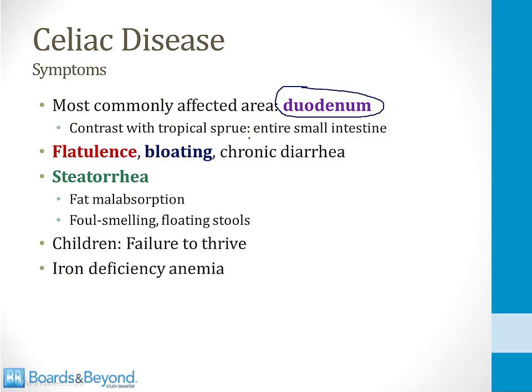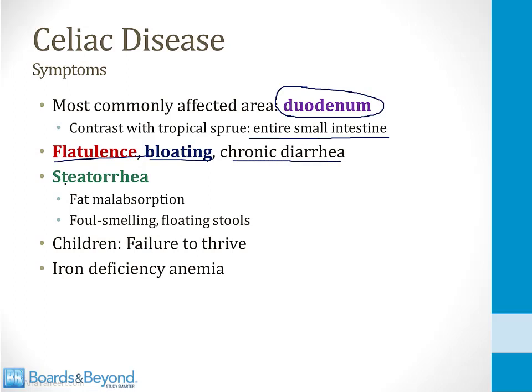Tropical sprue tends to affect the entire small bowel. It much more commonly affects the jejunum and ileum, and that leads to some different symptoms. So patients who have celiac disease will develop malabsorption from involvement of their duodenum. They will have symptoms of flatulence and bloating. This is very common, as is chronic diarrhea.